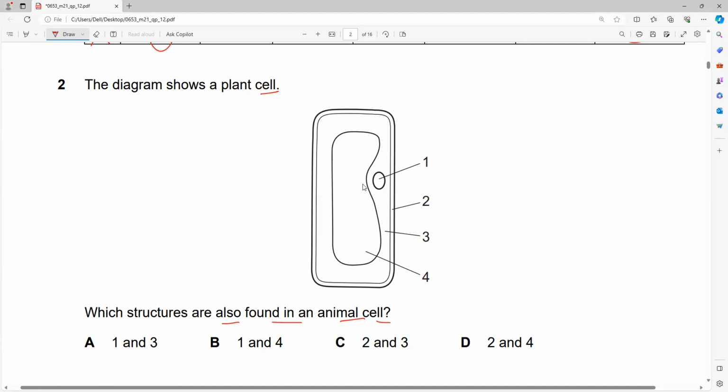Okay. So what about 4 and 2? 2 is what? 2 is the cell wall or cell membrane. In plant cell to animal cell, the cell wall is not present. What is not present? Yes. So animal cell, no cell wall. Wherever the second part is there, we can avoid that one. So option C and option D I can avoid.